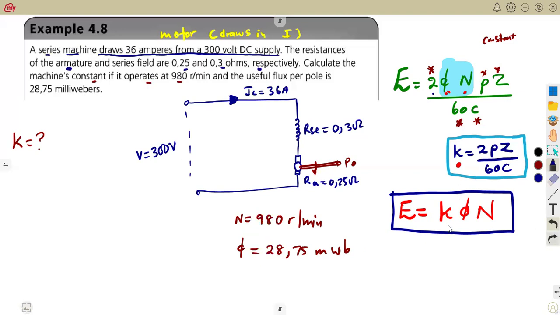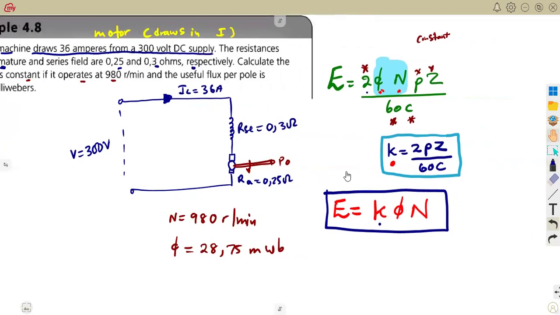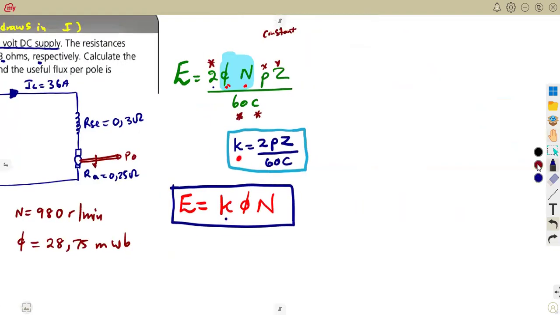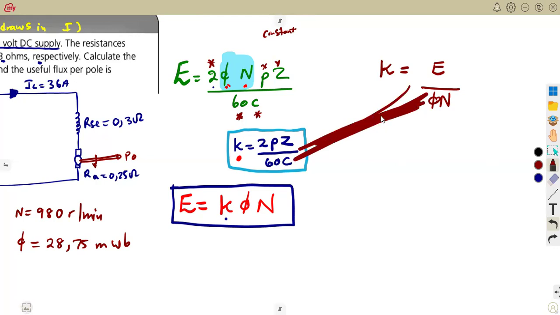So the question is that we need K. So can K be obtained? From this formula, we can simply say K is equal to E over what? If you divide by this, flux N, it will be phi N, flux N like this. With the same K that we call here. Is the same. If this was there, we're just going to take it from there. But it was limited. So therefore, we are going to use this formula.